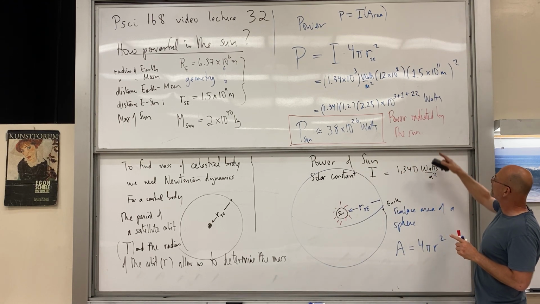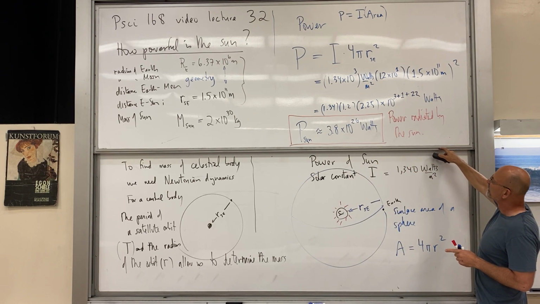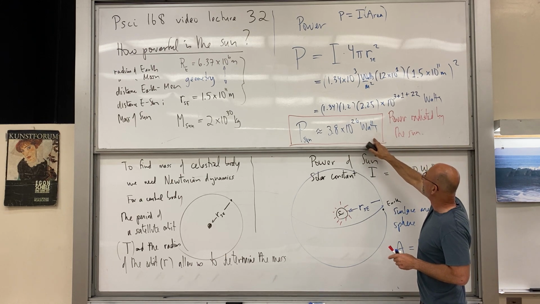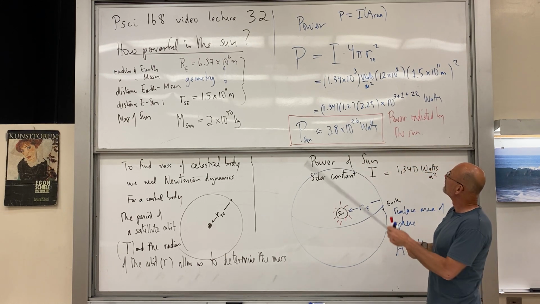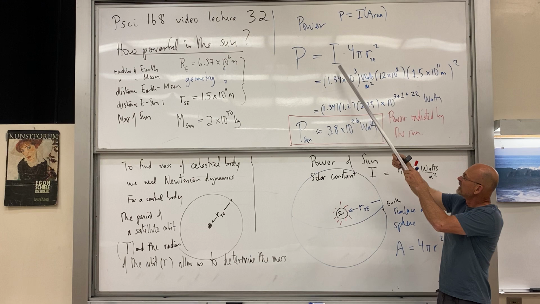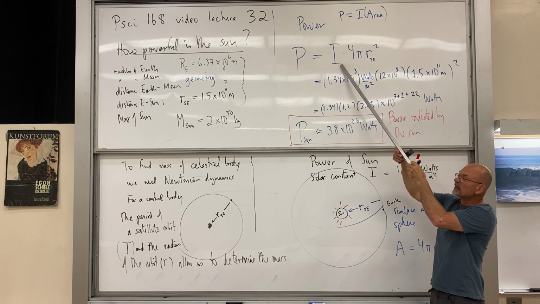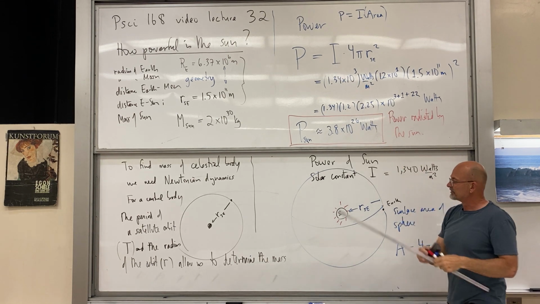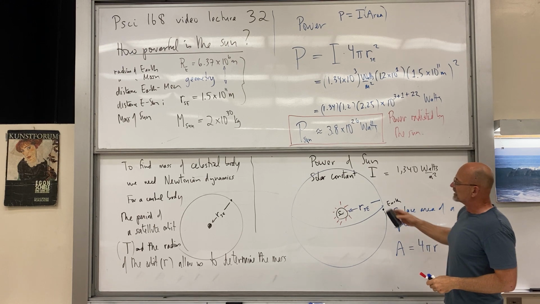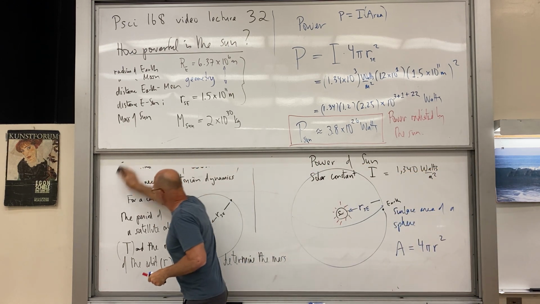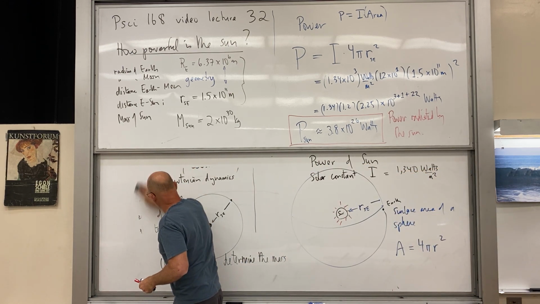We have this. I hope this is clear what was going on, and that's how we got the number there. Basically, we measured this on Earth, okay, the solar constant. Good. Let us move on to this next idea.